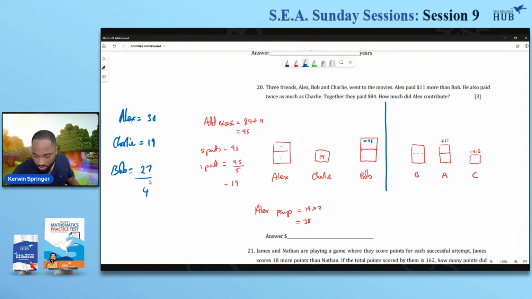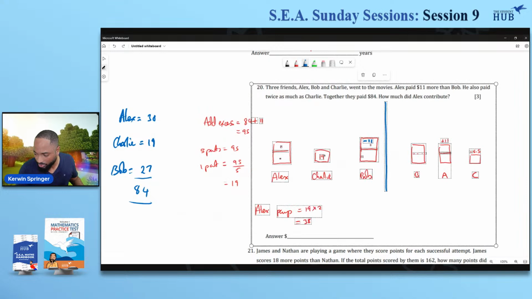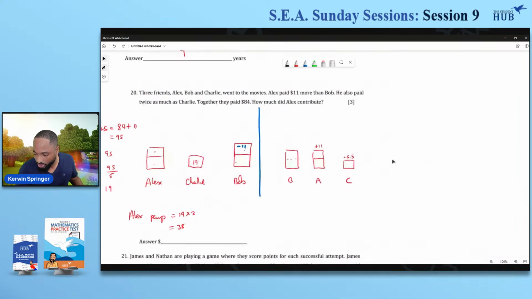Yes, 4 and 2, and it does add up to give me $84. So this works. This is 100% correct. Now, if I insisted on doing the other method, does that method work? This method is looking a little suspicious.